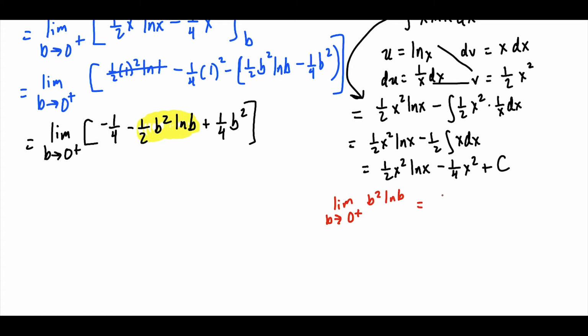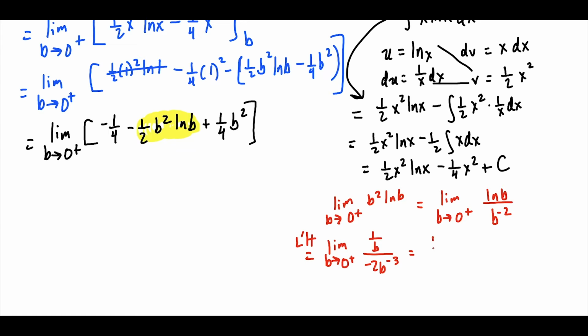So what we're going to do first is rewrite this as a fraction so that we could use L'Hopital's rule. So this is natural log of b divided by b to the negative second. So we're just sending this down to the denominator. So now when we use L'Hopital's rule, we're going to have the limit as b approaches 0 from the right, and we're going to have 1 over b in the numerator, and we're going to have negative 2 times b to the negative third power in the denominator.